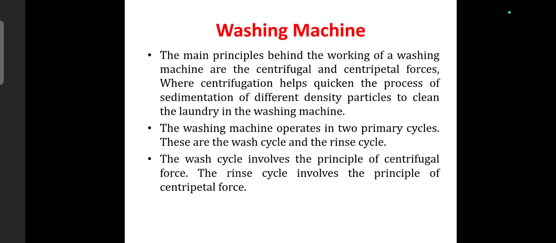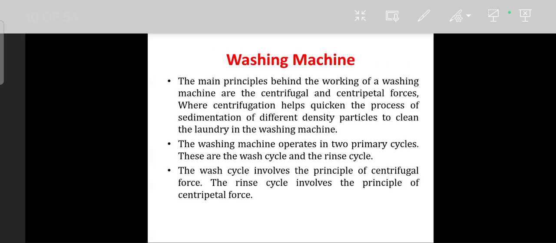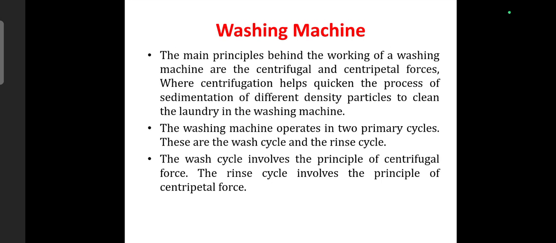The operation of a washing machine is based on mainly two physical principles: centrifugal force and centripetal force. During the washing process, the drum rotates, creating motion in water and clothes. This movement helps loosen dirt and stains from the fabrics. The wash cycle relies primarily on centrifugal force, which helps distribute water and detergent throughout the load.